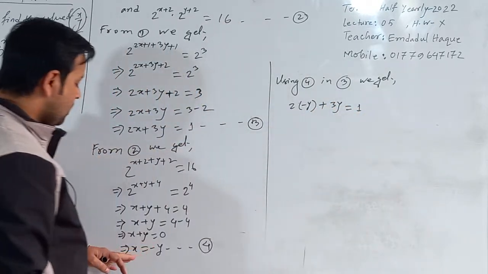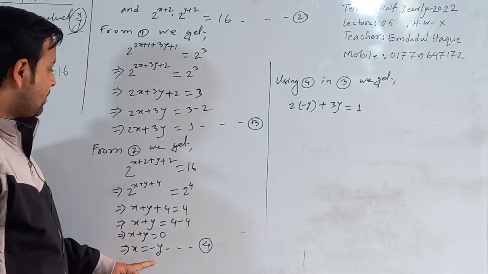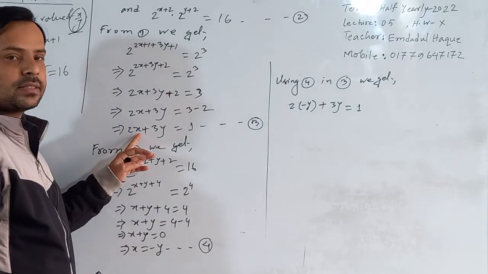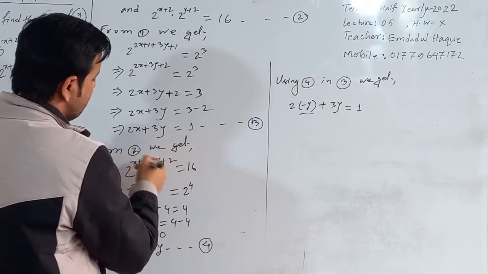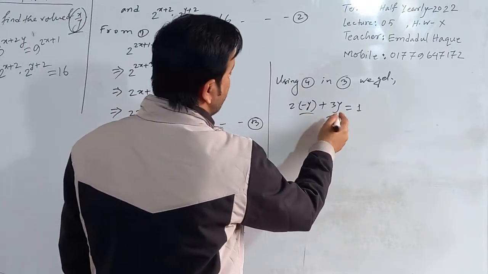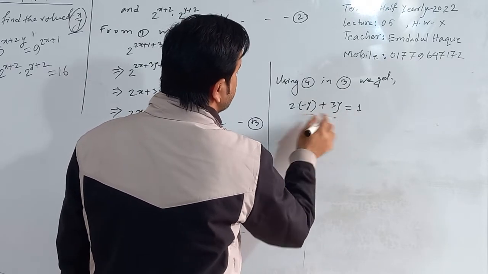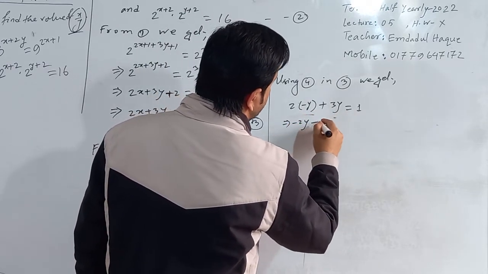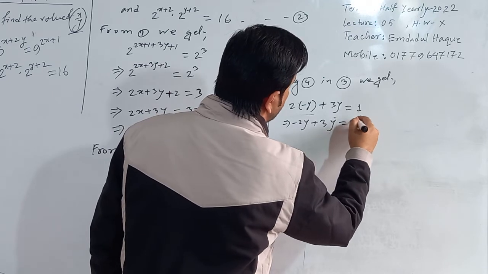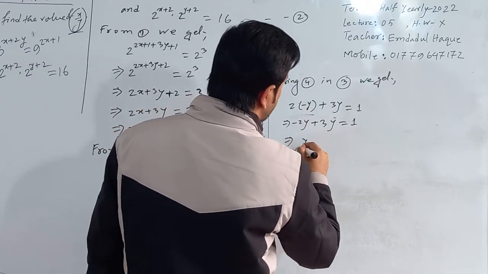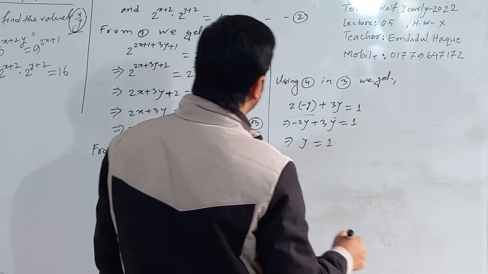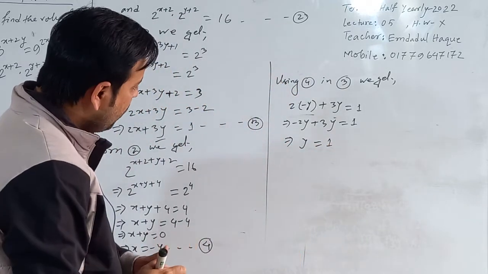Dear students, again I am telling, we have to write minus y instead of x. It means 2 into minus y, and here is 3y. Now that implies minus 2y plus 3y equals 1. Minus 2y plus 3y means only y, that is equal to 1. So we have determined the value of y.